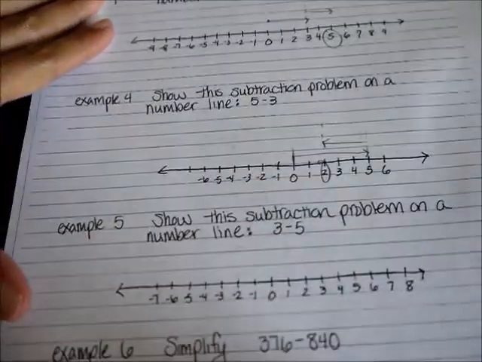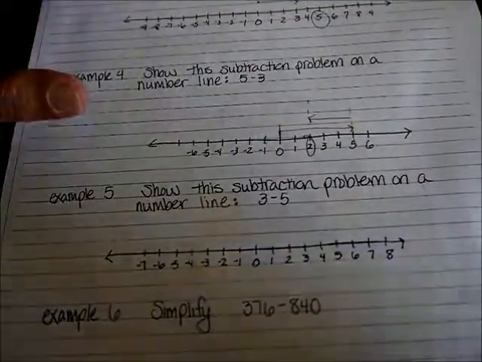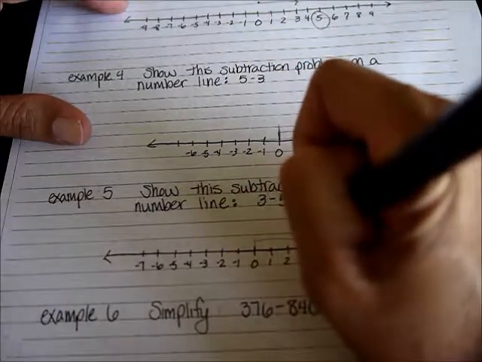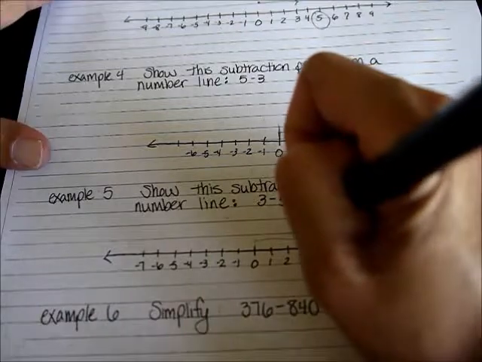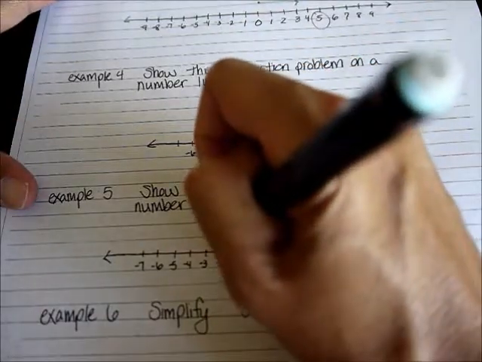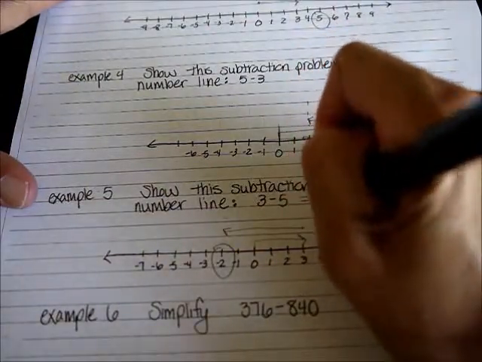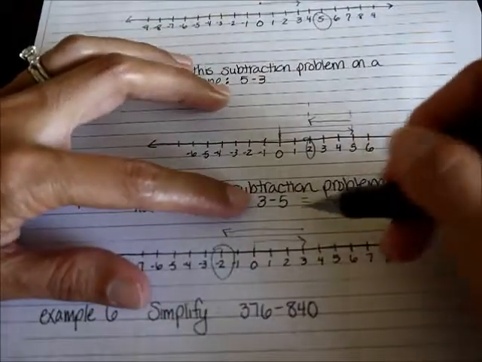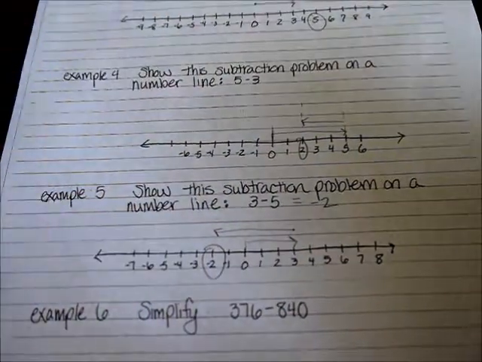All right, number 5. Show this subtraction problem on a number line. 3 minus 5. Okay, so we go out to 3, and then from here we go to the left 5. So that brings us down here. So 3 minus 5 is -2. And then I will remind you, when we have 3 minus 5, that's the same as 3 plus -5, right?